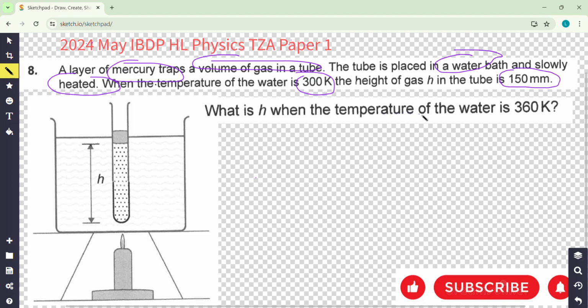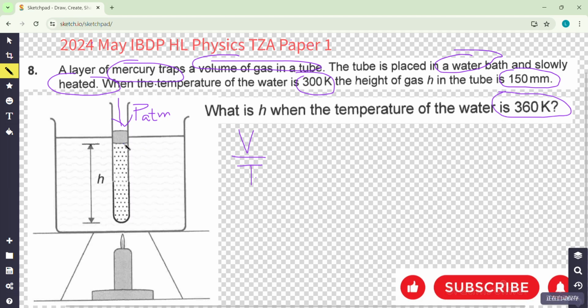When the temperature of the water is 360 Kelvin. So this is a classical question. We use atmospheric pressure to keep the pressure constant. So pressure is constant. Remember, V over T is a constant.